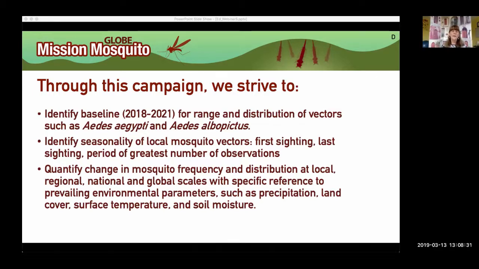So all of these are going to be important data to help us better understand the world's most dangerous animal, which does happen to be the rotten little old mosquito.